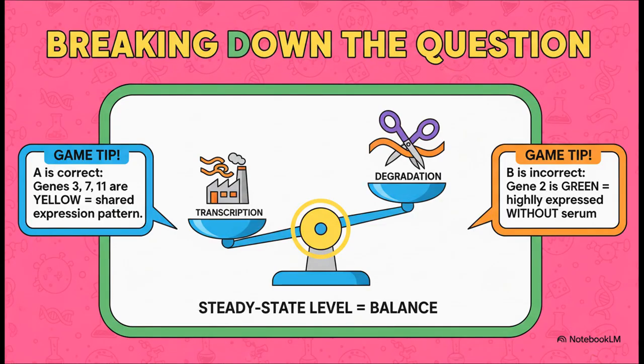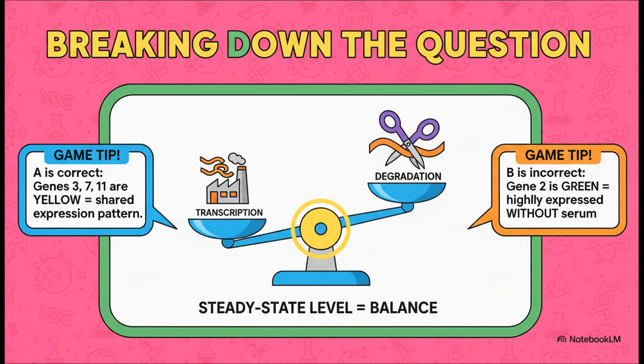Look at option A. The genes are all yellow. That means their expression doesn't change much. A totally reasonable guess from that is that they might be controlled by the same stuff, the same transcriptional regulators. Makes sense. But now look at C. This is the kind of tricky question you need to be ready for. It says that for gene 1, which is red, the low signal in the other condition could be because the RNA is being degraded. And that is 100% correct.